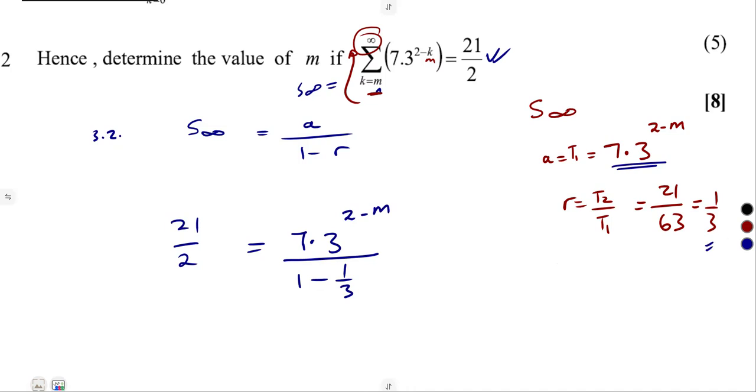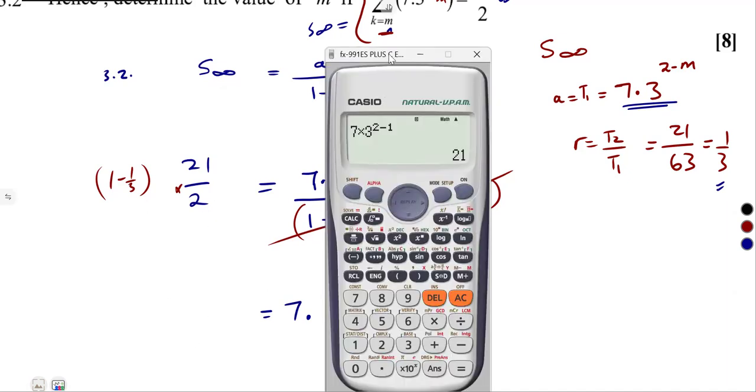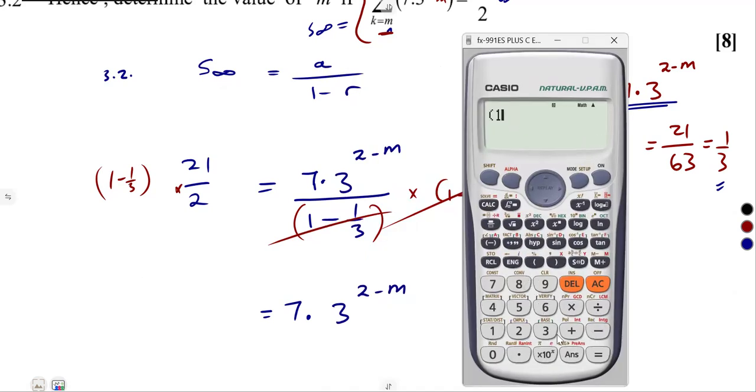In order for us to solve here, what I'm going to do, guys, is just get rid of this denominator. So I'm just going to multiply by 1 minus a third, so that I simply get rid of this. I'm left with 7 times 3 to the exponent of 2 minus M equal to the left-hand side, where I have a bracket of 1 minus a third, multiplied by 21 over 2. So that was going to give us a 7. This is direct 7.